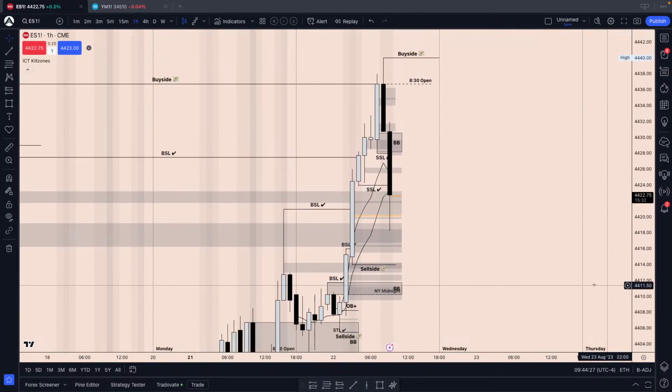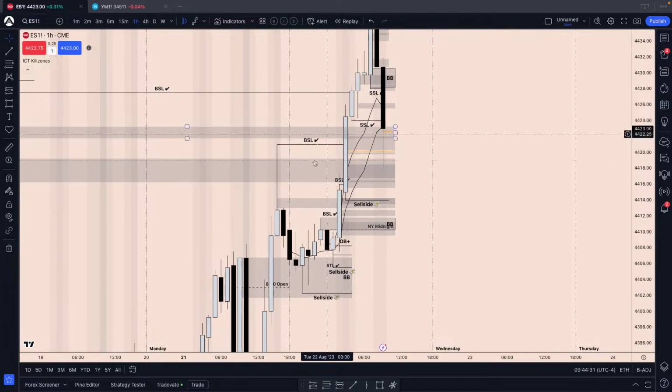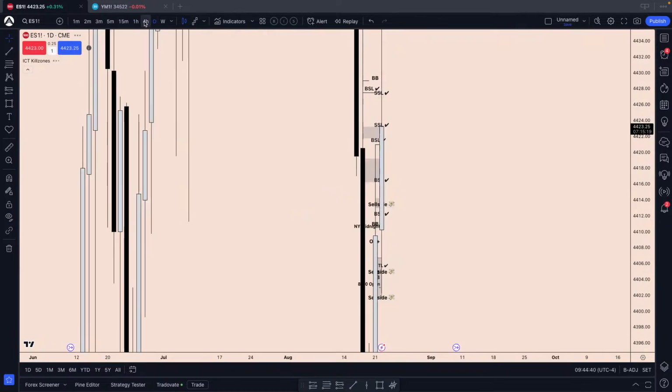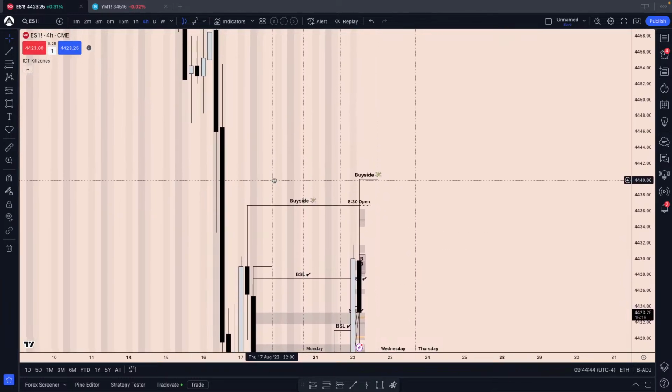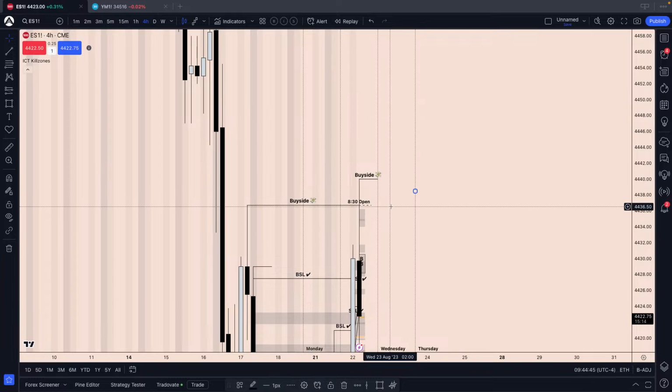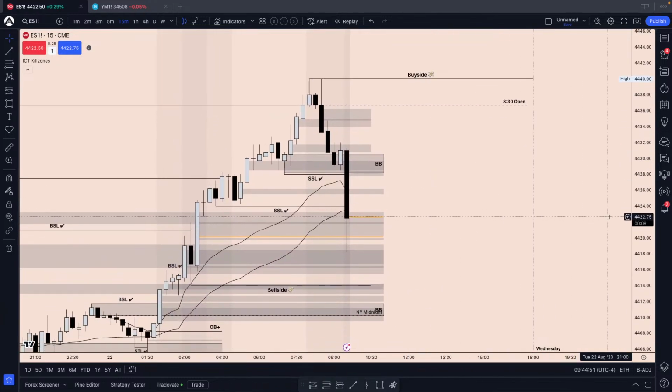So on the hourly, we also retraced into this hourly discount. Not going to draw that in. We have a discount further down. Let's check the 4-hour. On the 4-hour, we cleared buy side, went above it. Now getting that rejection. 1 hour, 15 minute. I want to check that 15 minute.